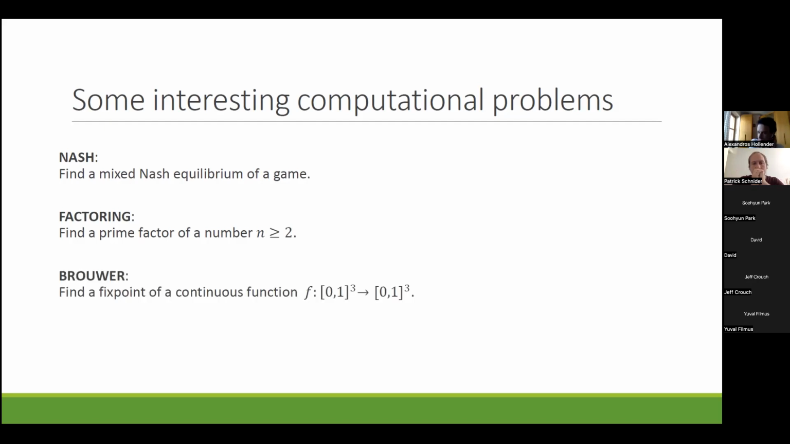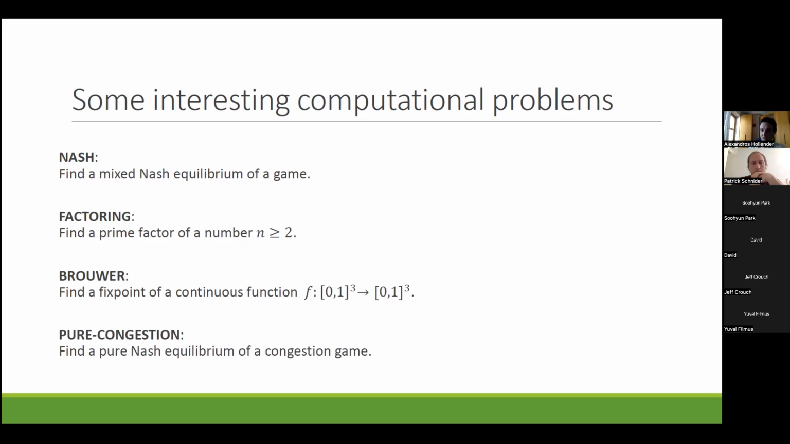Then we have a problem from topology, based on Brouwer's fixed point theorem, if you've heard of it, which is: I give you a continuous function from the unit cube to itself, and I ask you to compute a fixed point of that function, namely a point x such that f of x equals x. And as a final example, again from game theory, compute a pure Nash equilibrium of a congestion game.